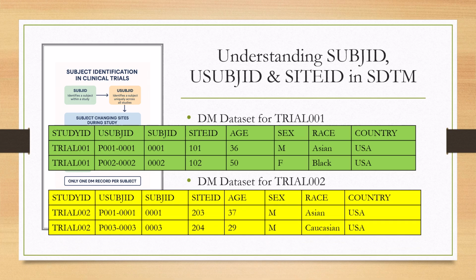So here, if you see the dummy data for trial 002, you will notice that we have kept the USUBJID the same as the one which was assigned to this subject in the first trial, that is P001001. So it is an important factor here that the USUBJID should be globally unique if the subject is enrolling or taking part in more than one study.